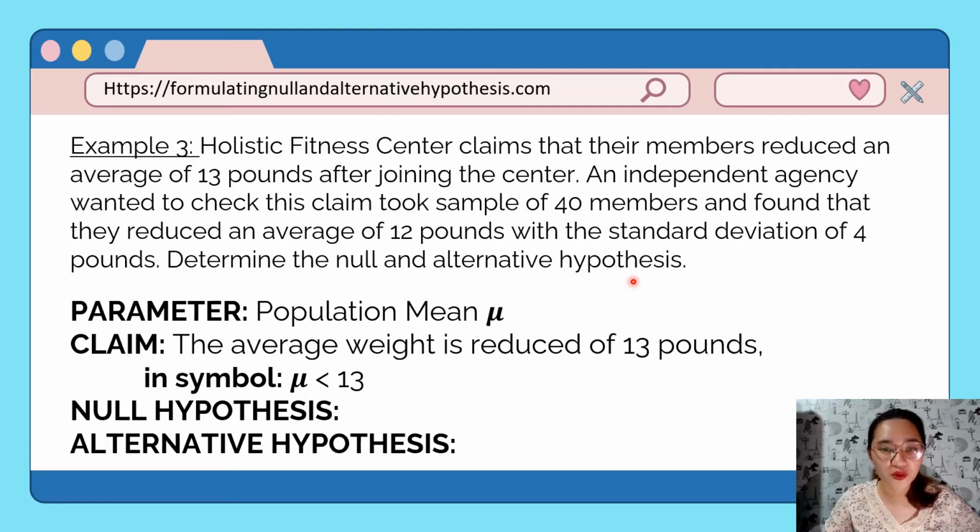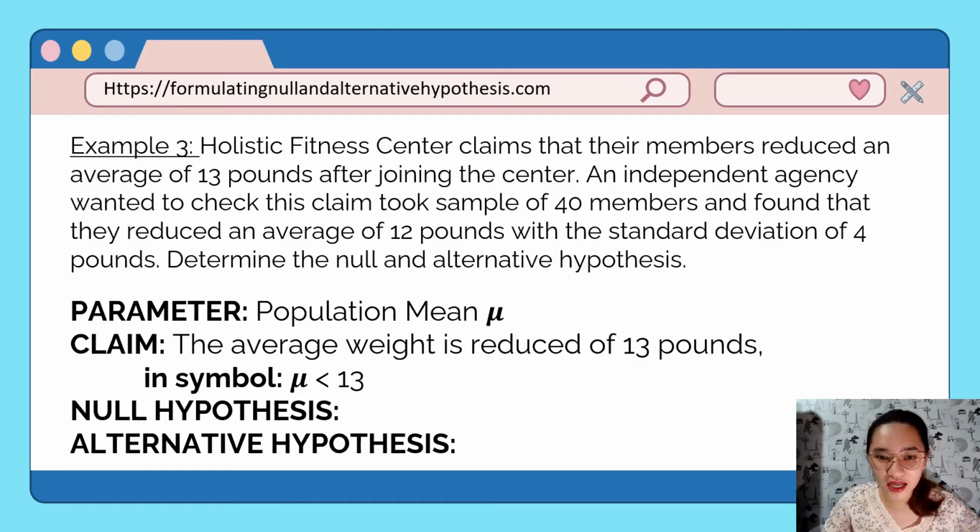So in this example, kung makikita ninyo, ang parameter is, yan, average na naman, ibig sabihin po, the population mean. Yung symbol na gagamitin po natin ay ito po rin, since population mean ang ating parameter. At ano po yung claim natin? So yung claim daw po, ayan, may term na dyan na hint na claim na dyan, na yung members daw nila reduced an average of 13 pounds. Ayan. So kapag reduced, so ibig sabihin, less than 30.